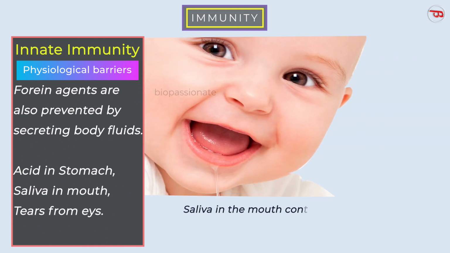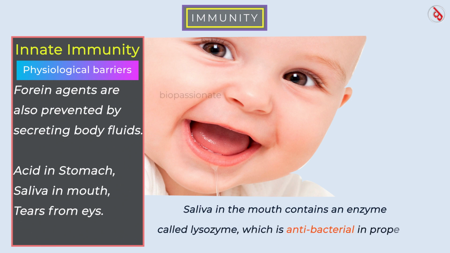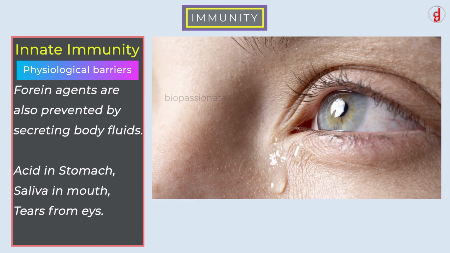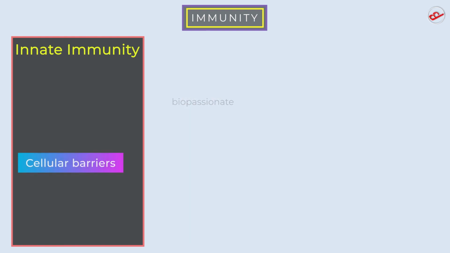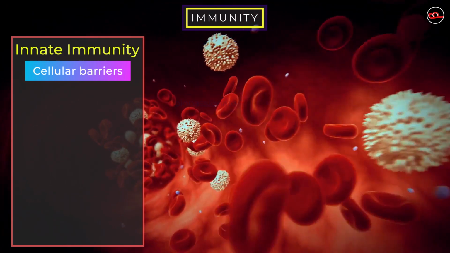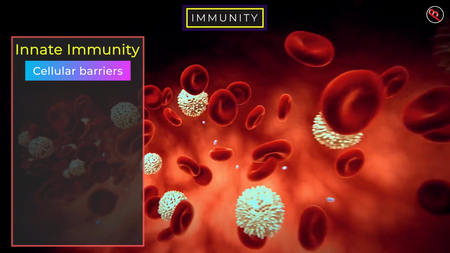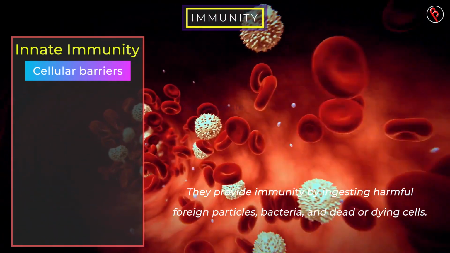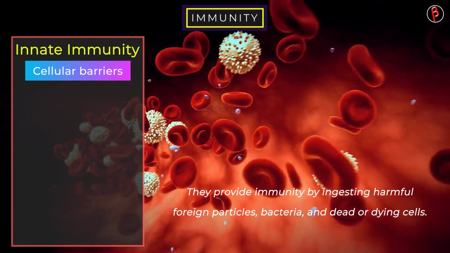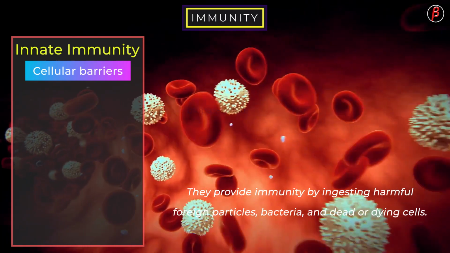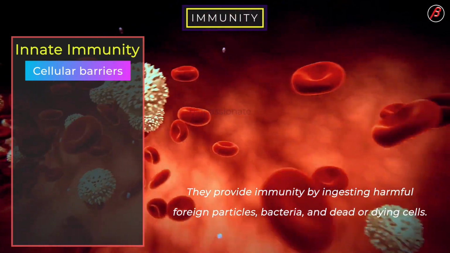Saliva in the mouth contains an enzyme called lysozyme, which is antibacterial in property. Tears produced from the lacrimal glands have fungicidal property, which kills fungus. Cellular barriers include WBCs like polymorphonuclear leukocytes, monocytes, and lymphocytes. They provide immunity by ingesting harmful foreign particles, bacteria, and dead or dying cells.